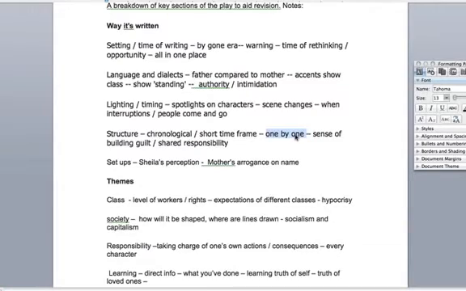You can pick who you think is the most risible of all the characters. My personal pick is Mrs. Birling. I can't stand her, but in that way, obviously, she's built as a great character. And that sense of building guilt and shared responsibility is one of the key themes. That's put to us by the structure of going through each one individually, showing how responsible they each were.